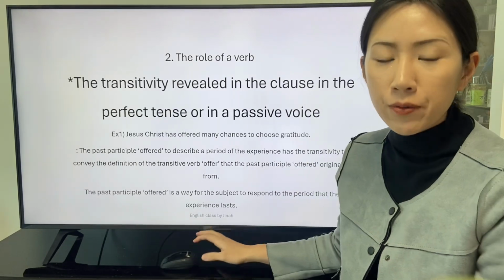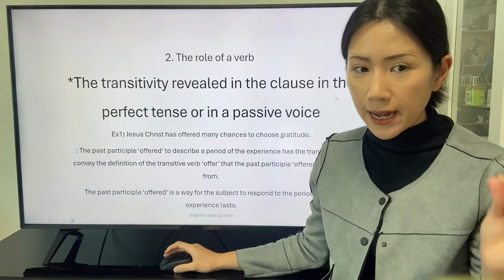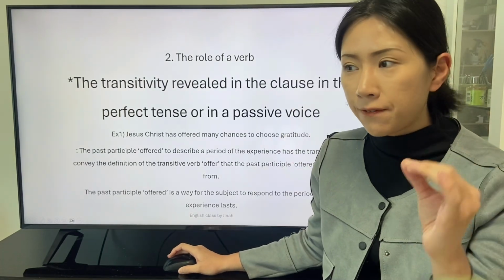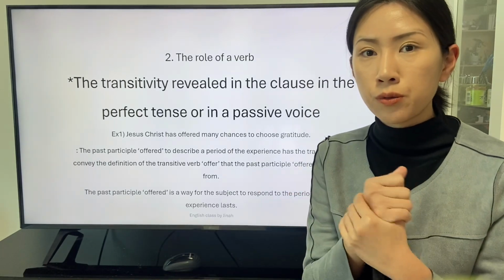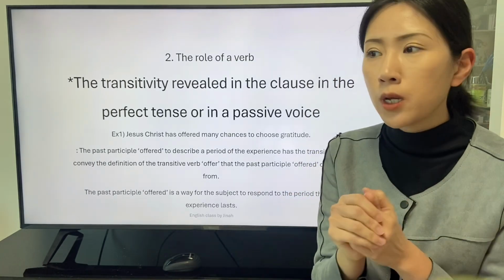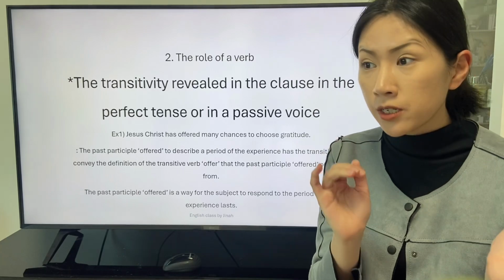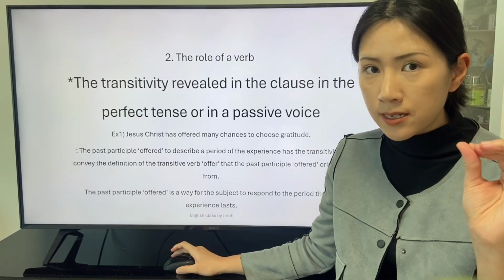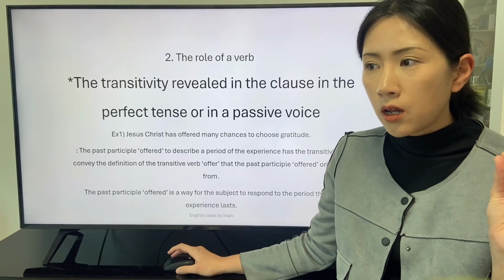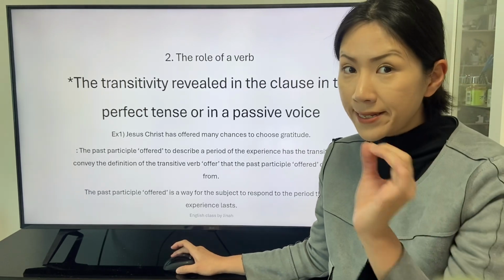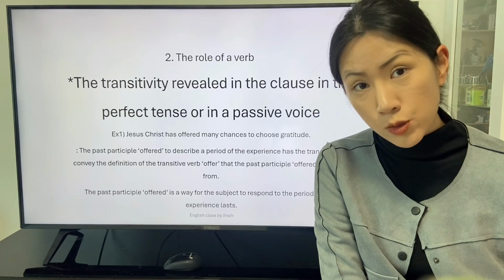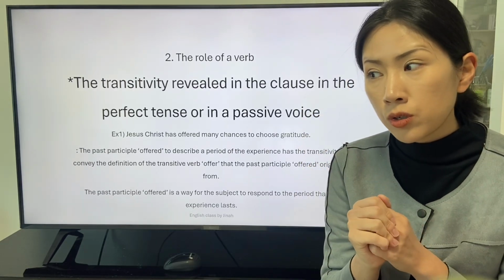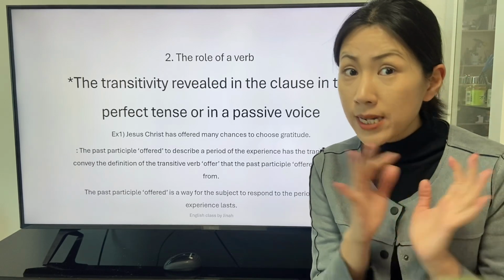The transitivity is revealed in the clause in the perfect tense or in a passive voice. The transitivity of a verb refers to a characteristic of a verb to convey the definition of the verb to an object. In a perfect tense and a clause in a passive voice, the descriptive word remains to have the transitivity.